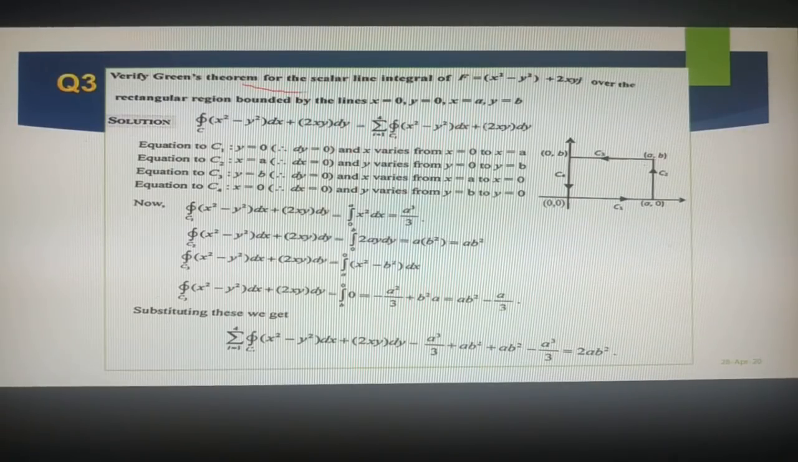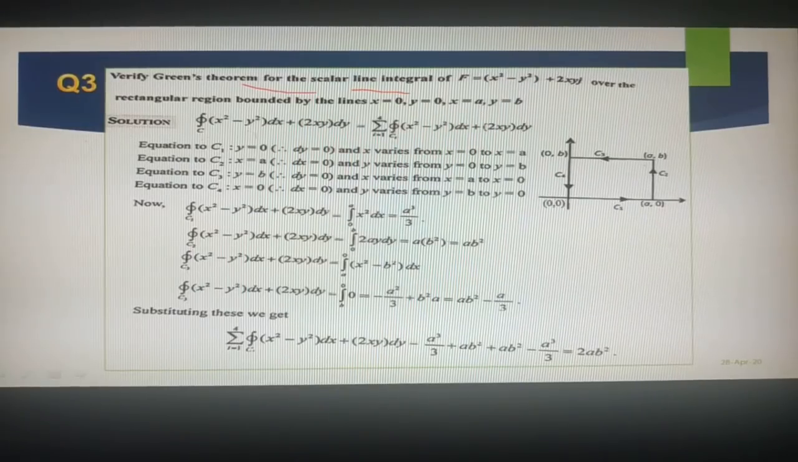Next, verify Green's theorem for the vector field f bar is equal to x square minus y square i plus 2xy j over the rectangular region bounded by the lines x equal to 0, y equal to 0, x is equal to a, y is equal to b. Here they are given this vector field, we multiply this with dr, meaning i dx plus j dy, and I will get the M dx plus N dy form. So here M is x square minus y square, N is 2xy.